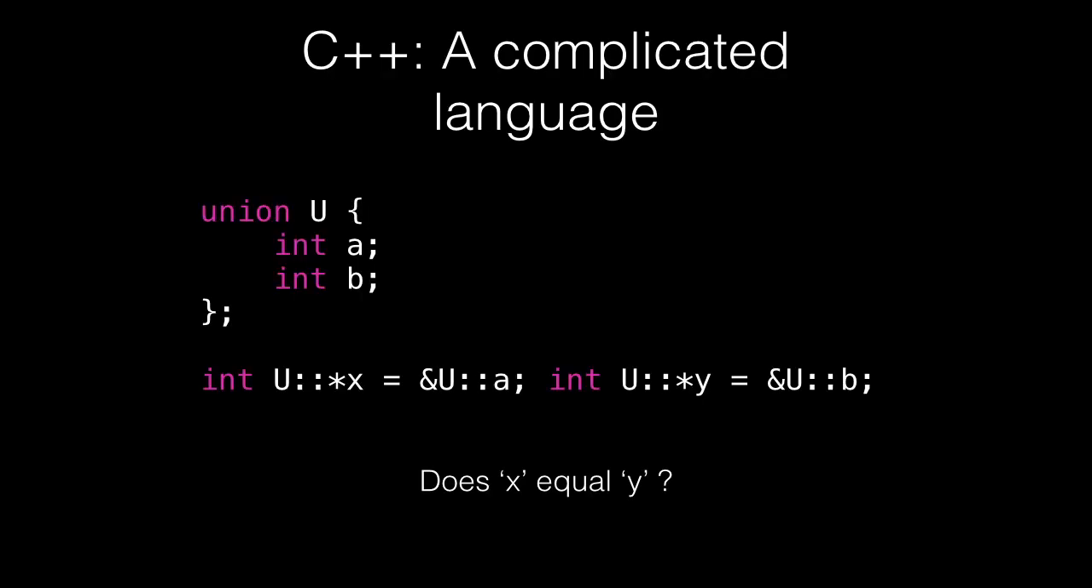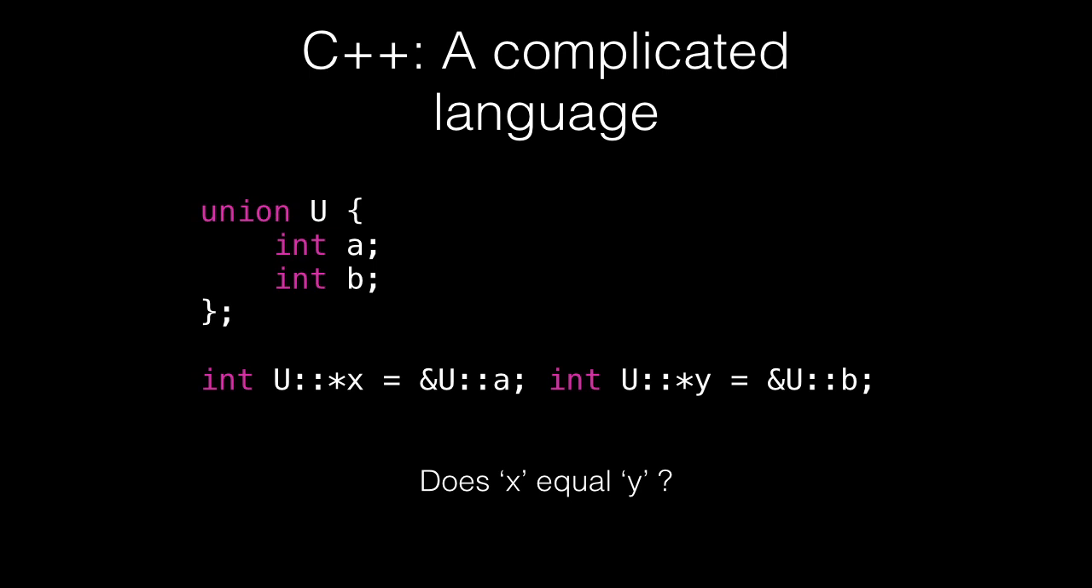So let's start with this little example. That's a union. It has two fields, and they're both ints, int A and int B. And we have two pointers to data members, x and y. X is initialized to the address of the pointer to data member for A, and y is initialized to the pointer to data member for B. And the question is, does x equal y?